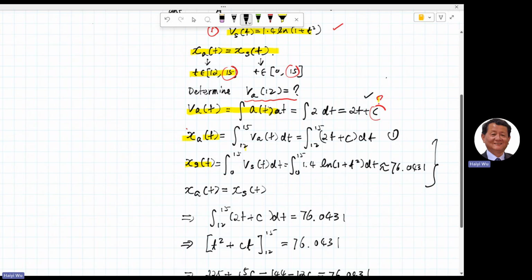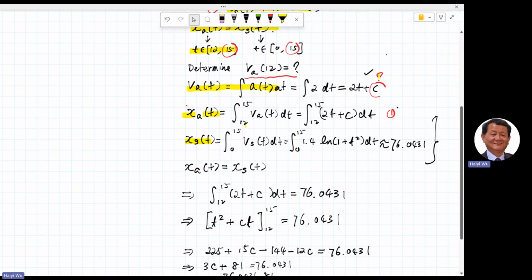We haven't solved the c yet. Before we do that, let's find the displacement of the snail. We're using the antiderivative of velocity from 0 to 15. This antiderivative is not in the formula, so we're going to use the GC. Don't forget to use the GC here.